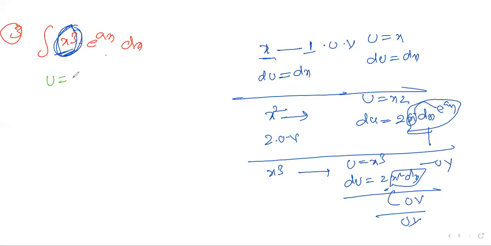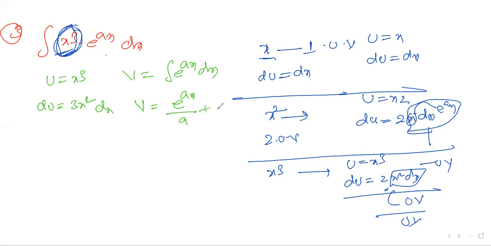First case, u is equal to x cube. Then v is equal to integration of e power ax into dx. Still clear? So du is equal to 3x square dx. Then v is equal to e power ax, where a is a constant, so e power ax by a plus c. Okay. This is the formula you're trying to apply.